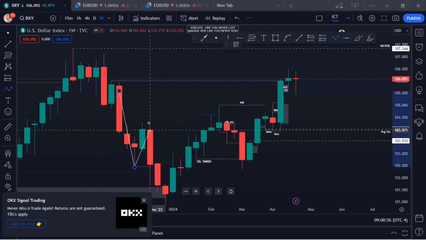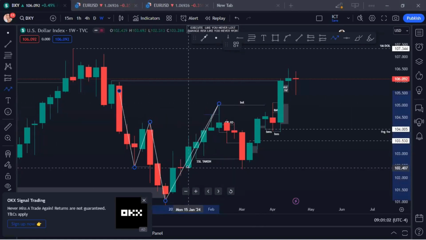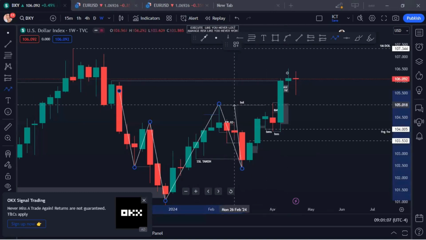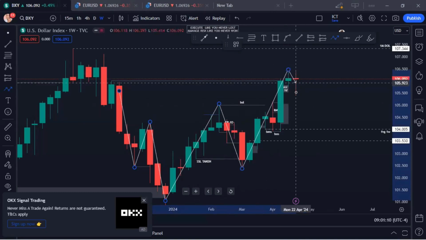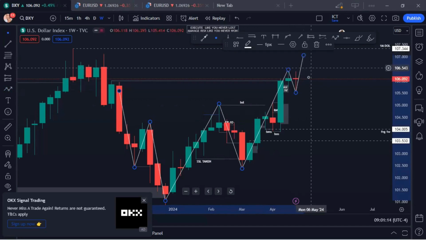Price coming down from this point to these points, then to this point, then breaking market structure, taking out this high. Then returning to this little order block right here, taking internal liquidity, then price expands to the upside, taking out buy side liquidity.